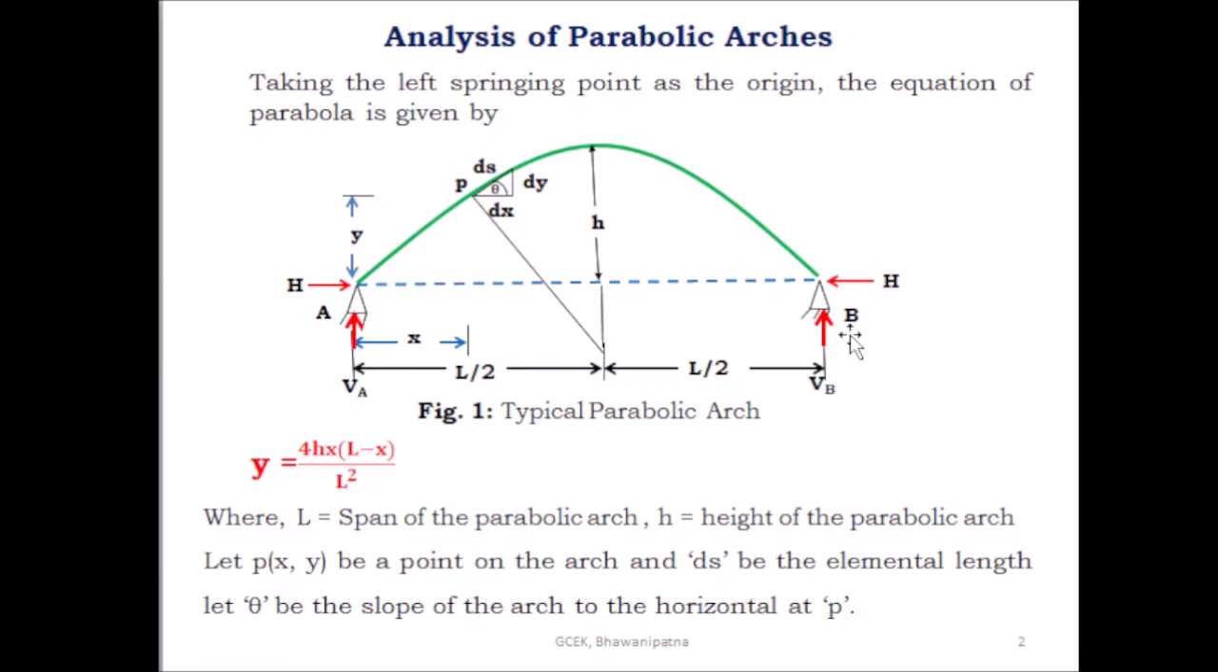Before going to the analysis of the parabolic arch, we have to know what a two-hinged parabolic arch is. In a two-hinged parabolic arch, there are two hinges present at the two supports. This is the parabolic arch, and the two hinges are present at the two supports A and B. And the shape of the arch is parabolic.